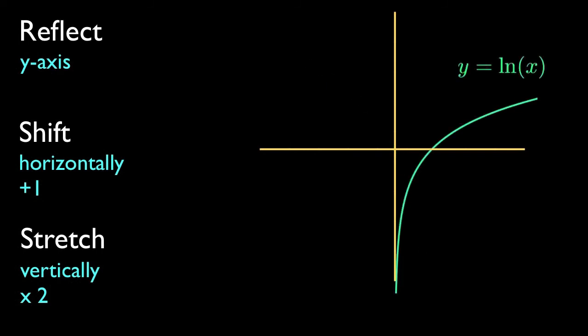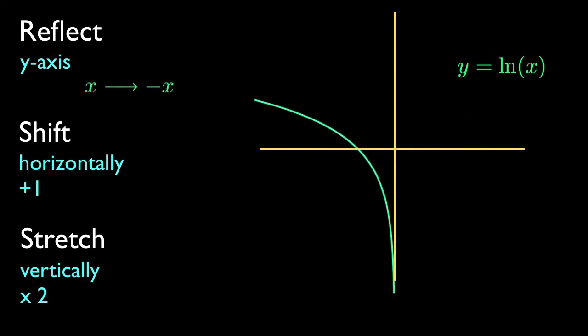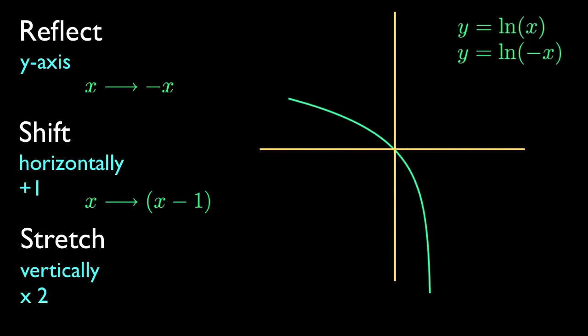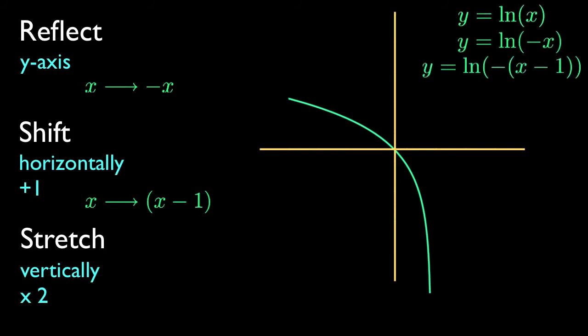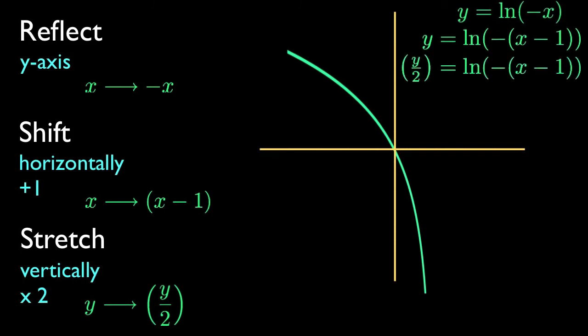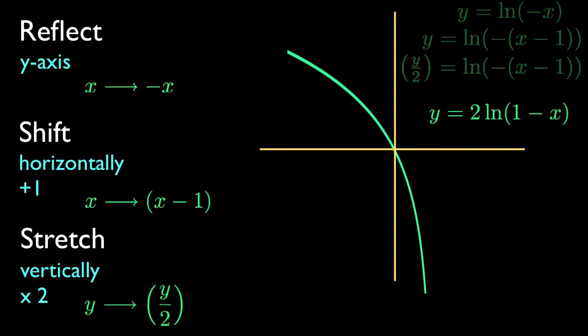Beginning with y equals log x, we reflect around the y-axis by replacing x with negative x. The horizontal shift comes from replacing x with x minus 1. The vertical stretch comes from replacing y with y over 2. Lastly, we express our answer in function form by isolating y.